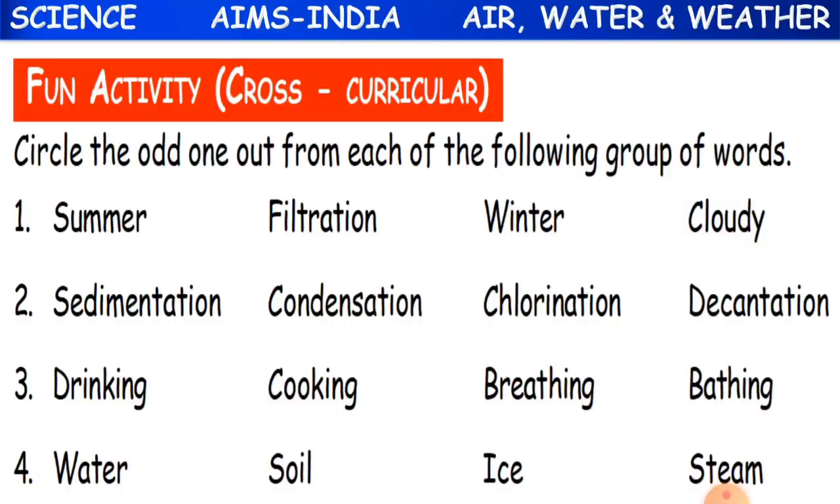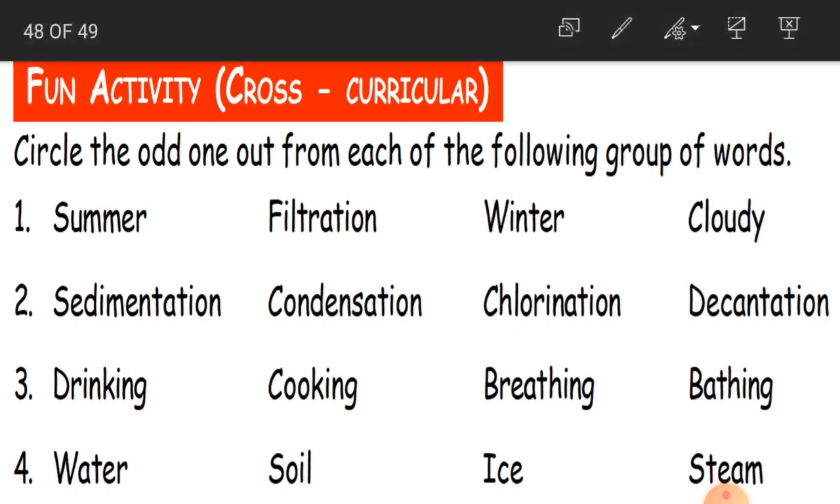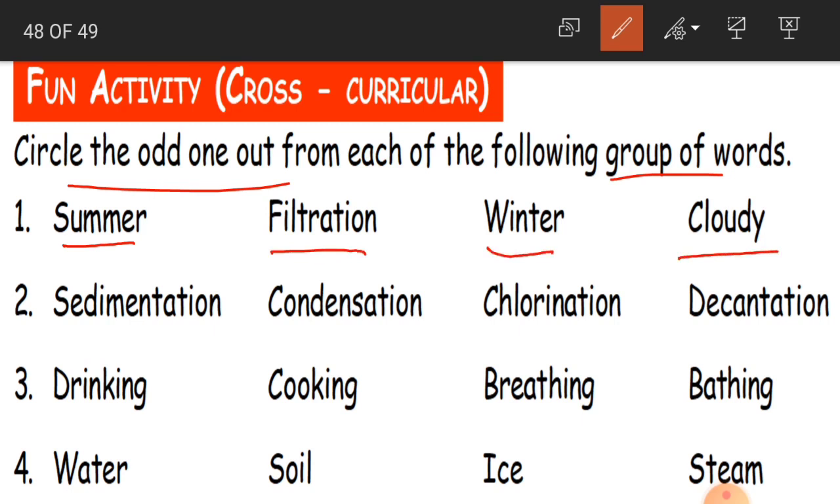Okay, children, clear? Now again there is an activity for you where you have to circle the odd one out from each of the following groups of words. Here you have got 4 words in one row. In the first row you have got 4 words. One is the odd one, in the sense that it is not connected with the 3 other words. We have to find it. Clear? Now we will go with the first one. Summer, filtration, winter and cloudy. Which is the odd one here?